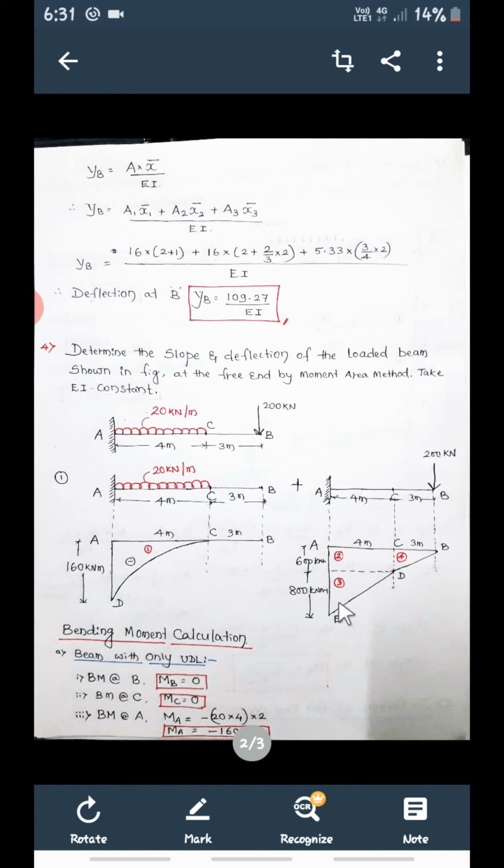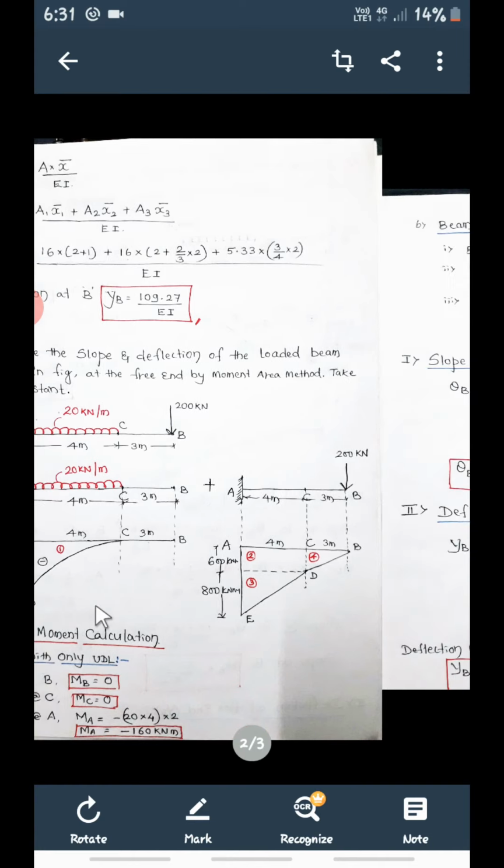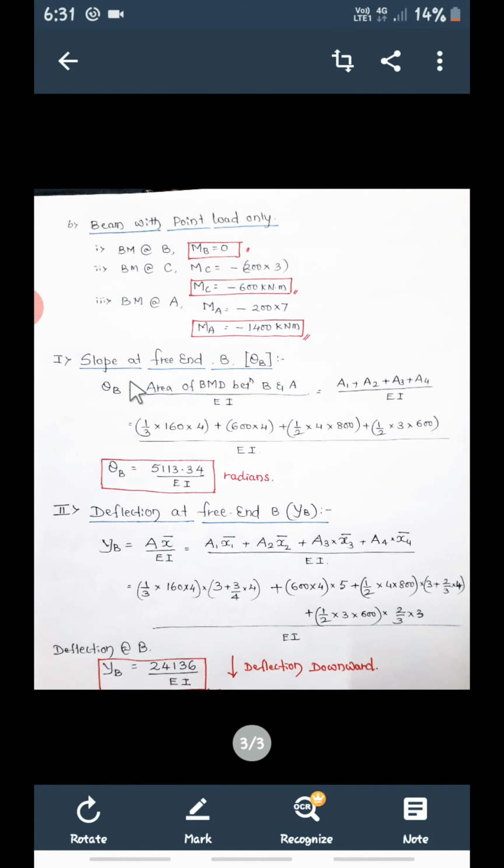So again divide this. This is one area, then this is the second, third and fourth. So there will be four areas between B and A: 1, 2, 3, 4. Now, as usual, slope at the free end.